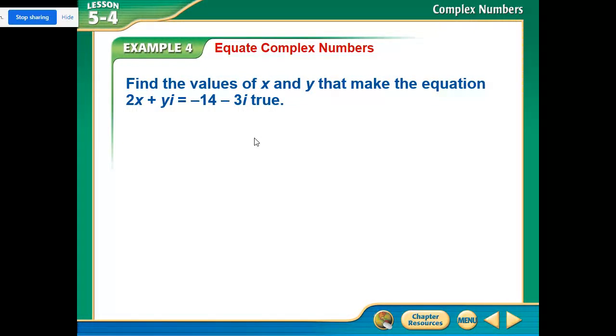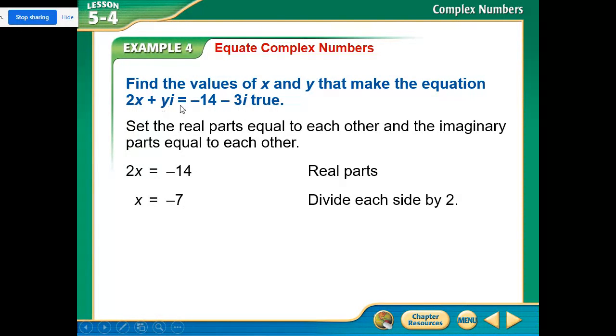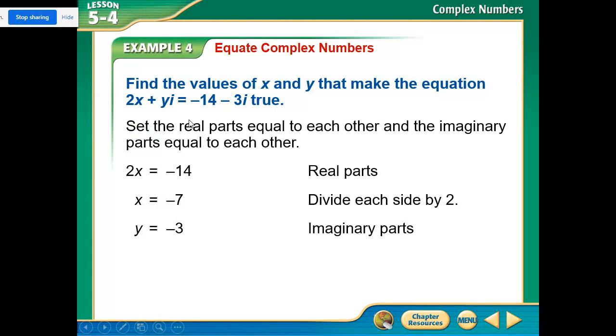All right, we can even take a look at complex numbers. And the complex part and the real part have to stay the same. So this 2x has to equal the negative 14, and the y has to equal that negative 3. And so those different parts have to stay separated. The imaginary part stays imaginary, and the real part stays real. So the number part here, we can go ahead and set them equal. 2x equals negative 14, so x equals negative 7. And then the y becomes just negative 3, in order for it to equal out.